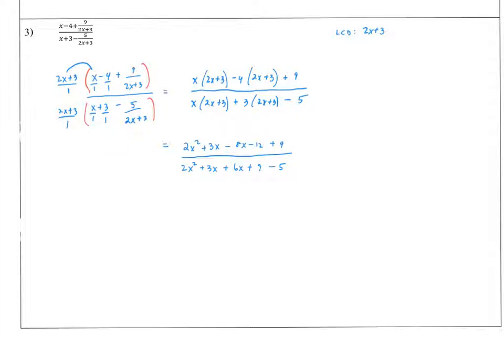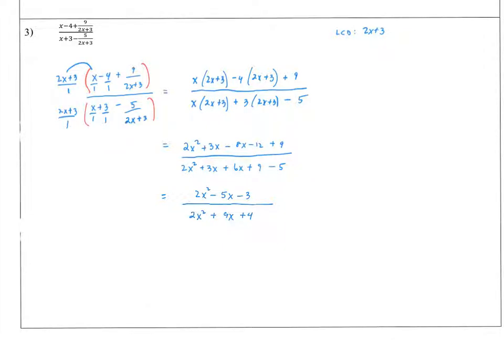Now we're going to simplify. In the numerator, we get 2x squared plus 3x minus 8x minus 12 plus 9. In the denominator, we get 2x squared plus 3x plus 6x plus 9 minus 5. Now it's time to combine like terms. We'll get 2x squared minus 5x minus 3, all divided by 2x squared plus 9x plus 4.